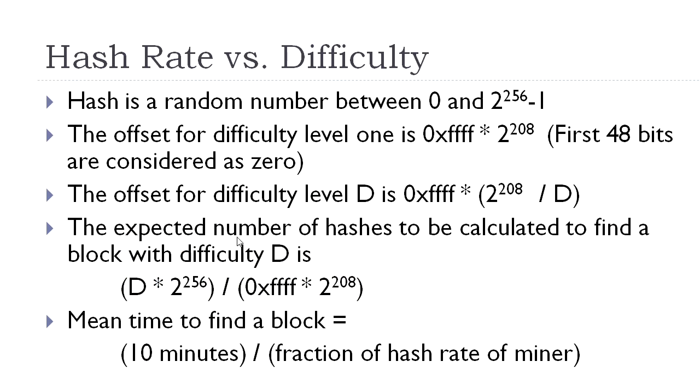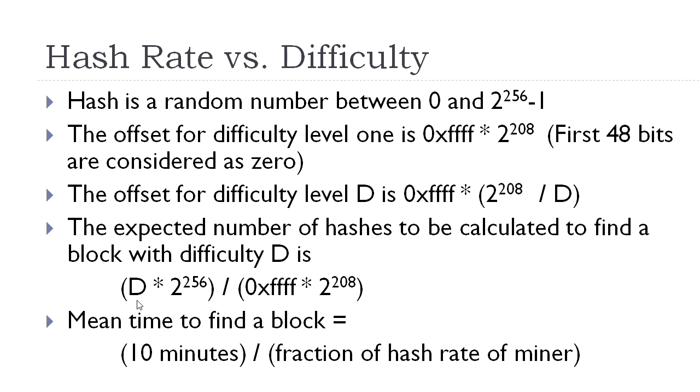Next is the expected number of hashes to be calculated to find a hash at difficulty level D. Among the possible 256 bit hash codes, ignoring the first 48 bits, whatever hashes you got, you are supposed to divide. So it is D times 2 power 256 divided by 0xFFFF times 2 power 208. This comes to be a very huge number.